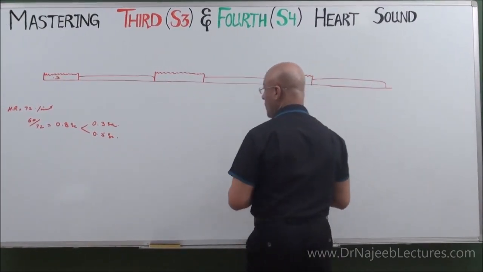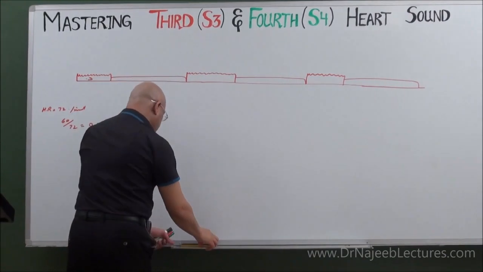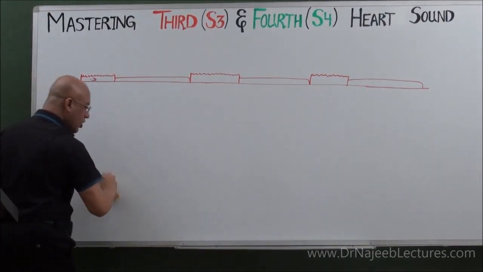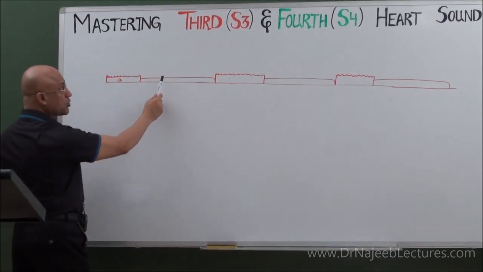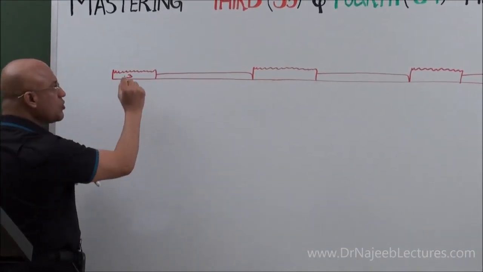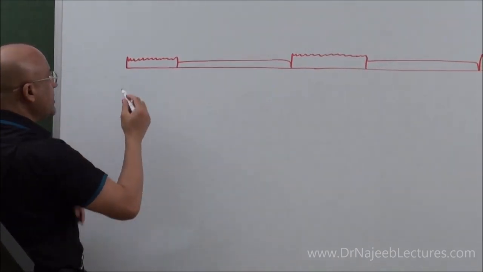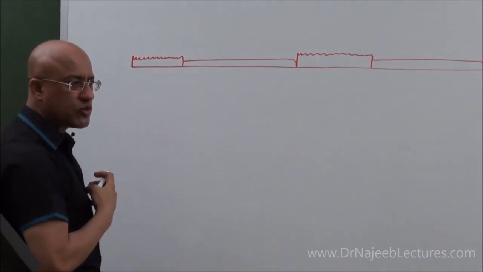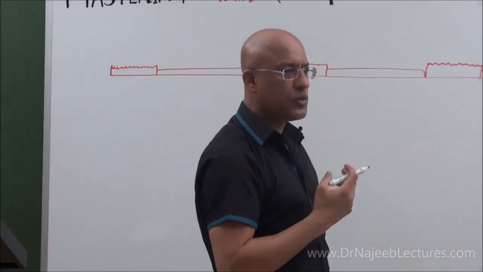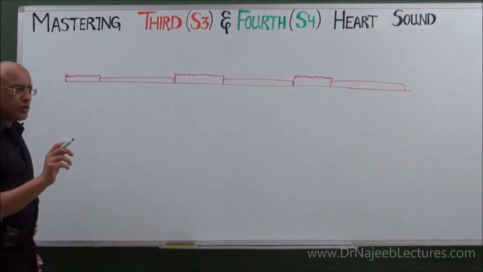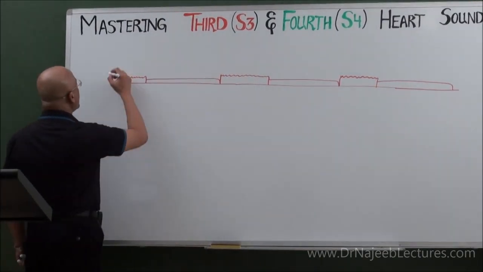Now, as we discussed in previous lectures, I will go to the third and fourth heart sounds, but I will first do a very brief review of the other heart sounds, S1 and S2. When you put your stethoscope on the precordium, you hear the sound lub, dup, lub, dup. Lub is the first sound and dup is the second heart sound.